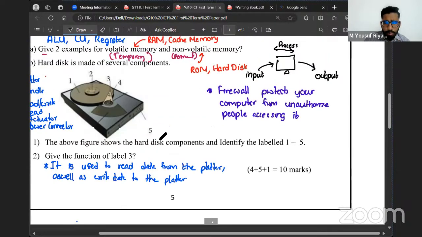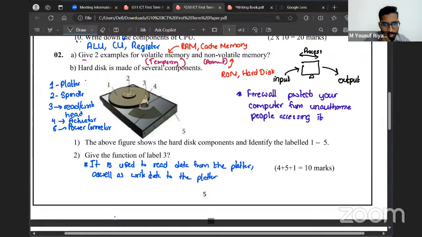Floppy disk is also a type of magnetic storage device. It's very thin. It was used in the second generation computers. Right, perfect.